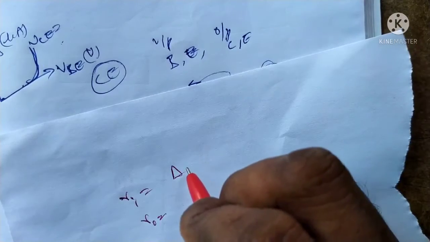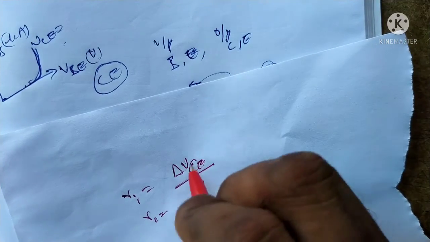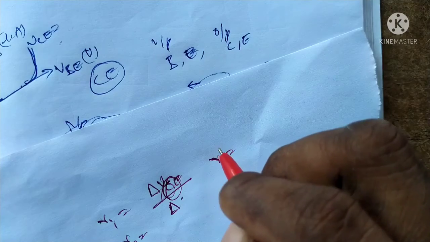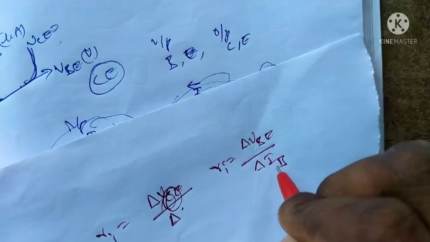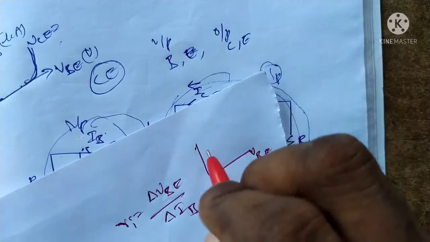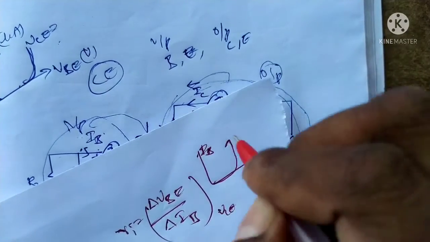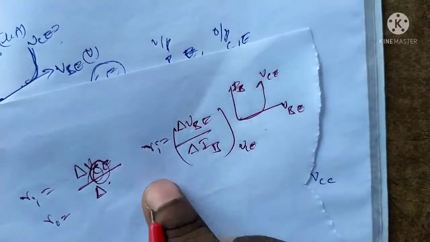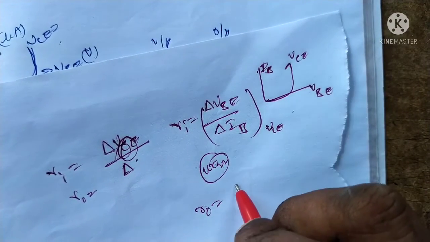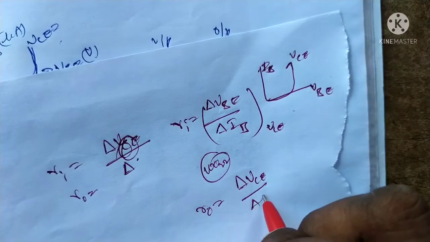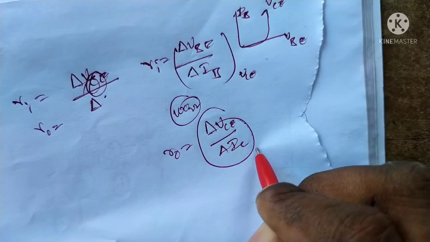Input resistance Ri is the change in the base-emitter voltage VBE divided by the change in the base current IB, at constant VCE. The input resistance is around 100 ohms. The output resistance is the change in VCE divided by the change in collector current IC, at constant base current.